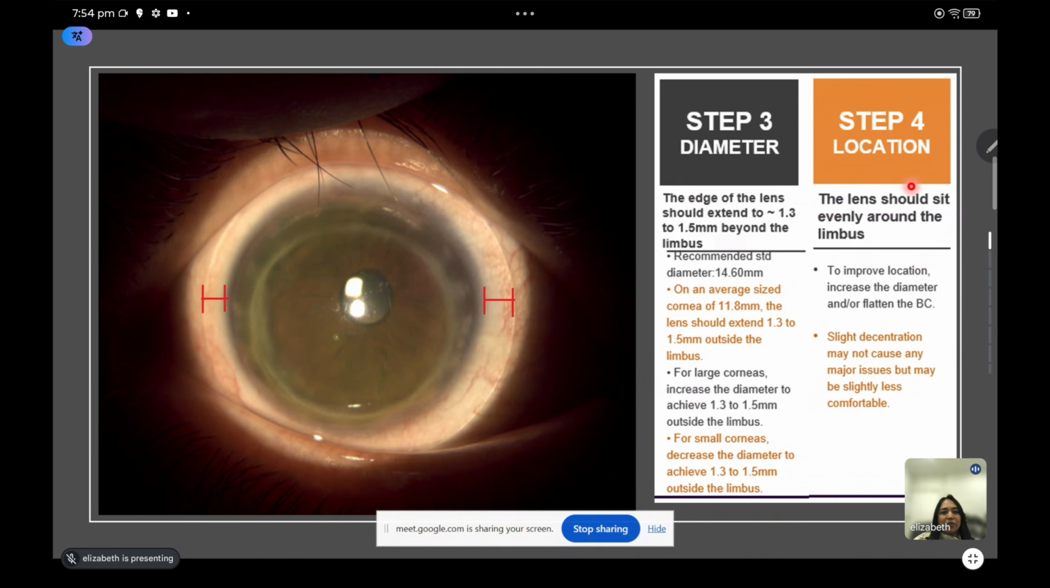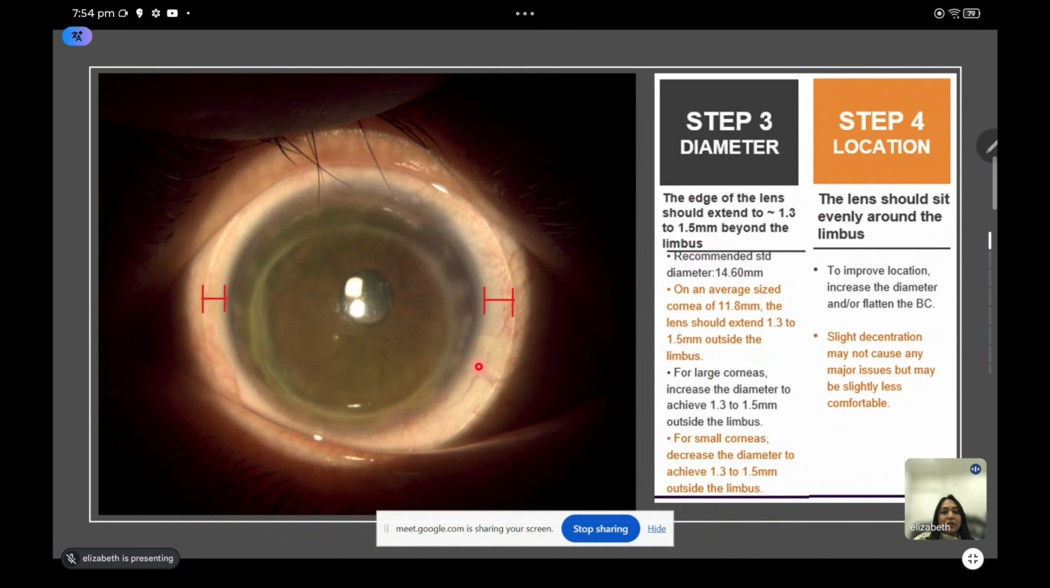Step 3 and step 4 you can evaluate together. So step 3 being the diameter, we usually want to see about 1.3 to 1.5 millimeters of the lens beyond the limbus. So if we look here, there's the limbus, and here's the edge of the lens, and you want that amount to be approximately 1.5 millimeters on either side. All right, and then this comes in with location as well, because we want to see that this lens is nicely centered all the way around the limbus.